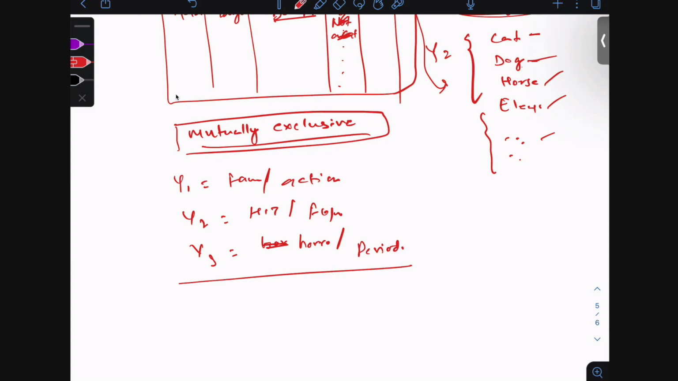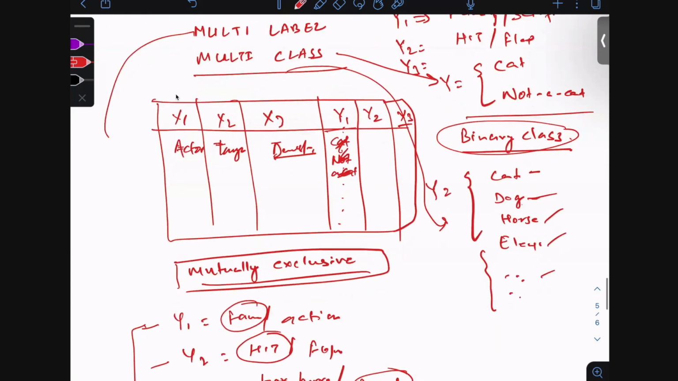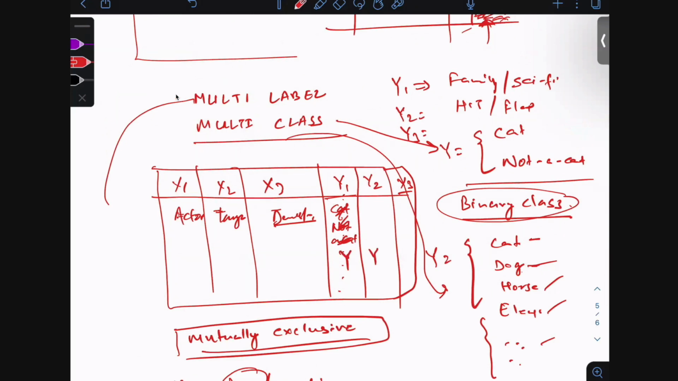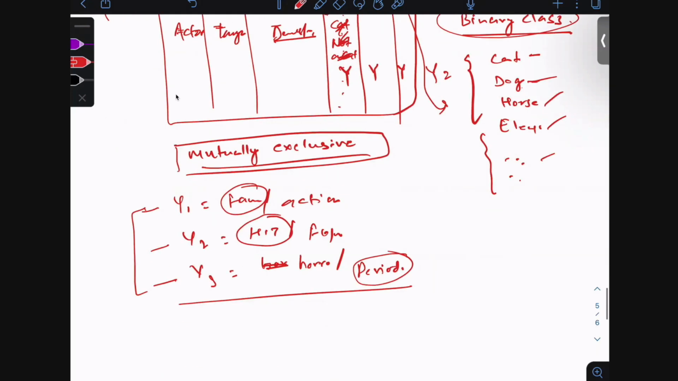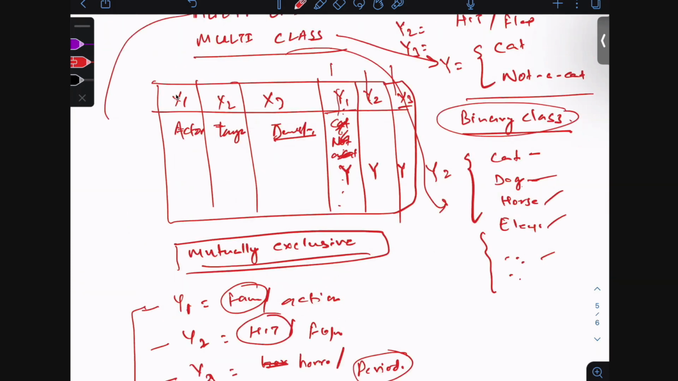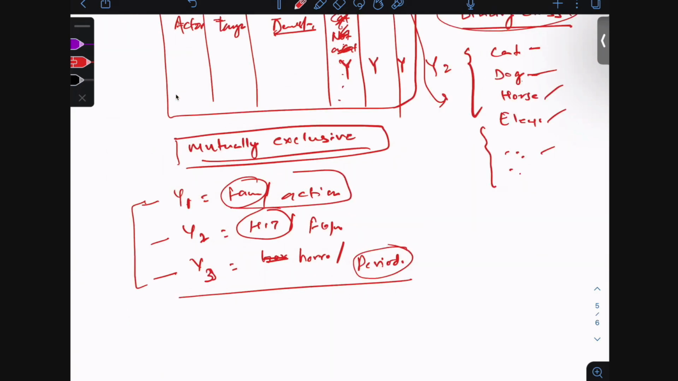In this particular case, y1, y2, y3 are not mutually exclusive. A film can be a hit, can belong to a period drama, and can be a family movie. So all three will be y. What are the classes of the individual labels? These are individual labels, y1, y2, y3. Over here, it was only one label in the case of multi-class. Now we have three labels, and each label has two categories, or one label can have multi-class also.